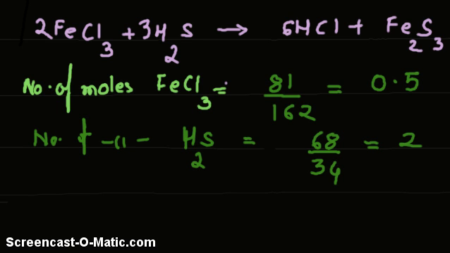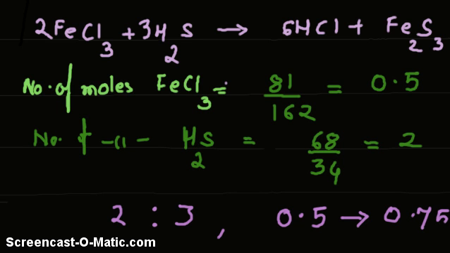Now in order to determine the limiting reagent or limiting reactant, just study the equation. 2 moles of FeCl3 need 3 moles of H2S. Therefore, 0.5 moles of FeCl3 will need 0.75 moles of H2S.